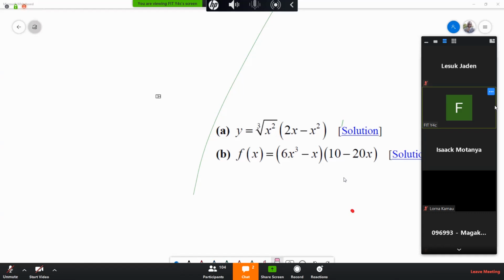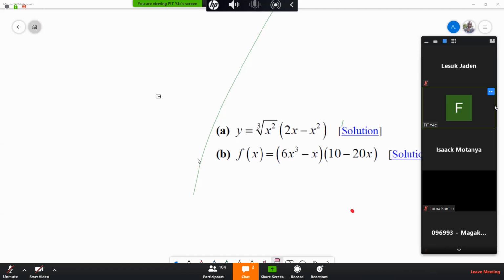Then combining the two, I didn't do it to its simplest form. I just got 6x cubed minus x multiplied by negative 20, plus 10 minus 20x multiplied by 18x squared minus 1. Then you notice that when you open the brackets, you'll be able to get something there. Very good. So yes, actually the product rule and how you use it. Thank you, Isaac. Julie, also your hand was up.